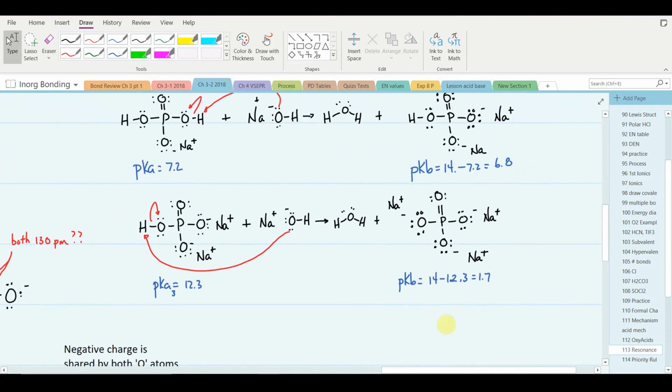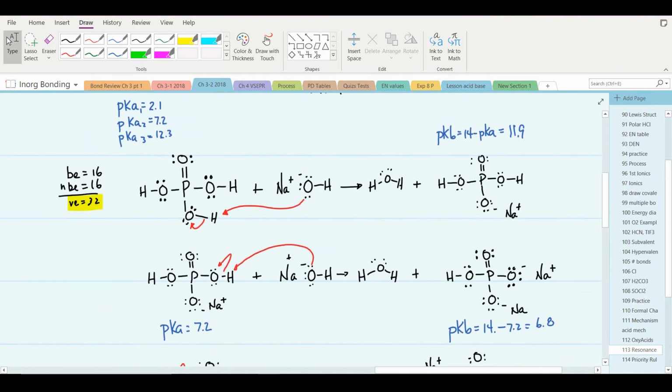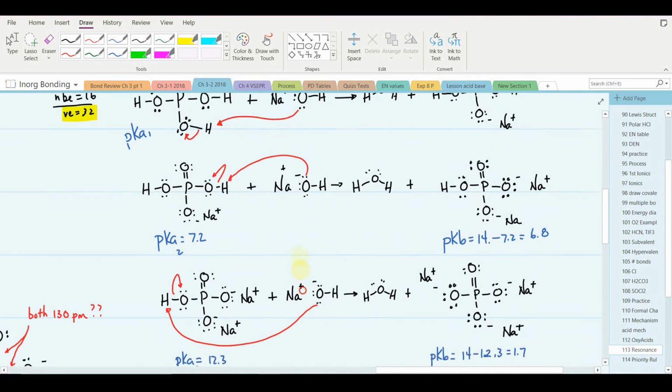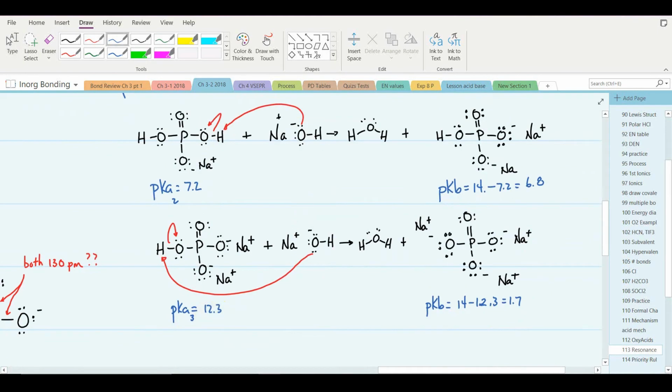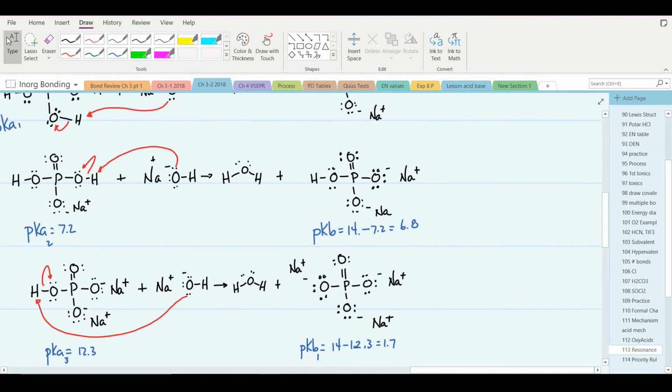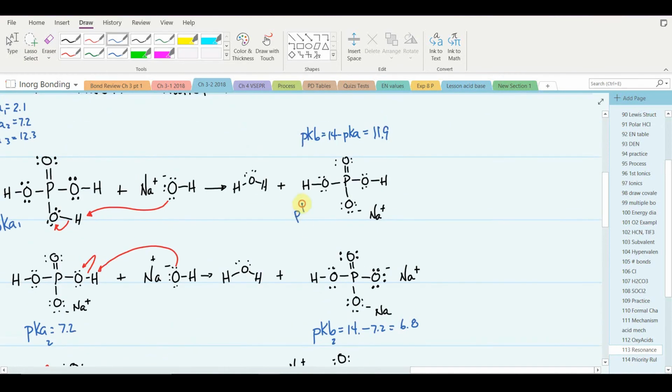So the way these are numbered, notice we have pKa1 for phosphoric acid, pKa2 for dihydrogen phosphate, pKa3 for monohydrogen phosphate. This base, trisodium phosphate, is referred to as pKb1, and then pKb2 is the value of monohydrogen phosphate, and then pKb3 is the value for dihydrogen phosphate.